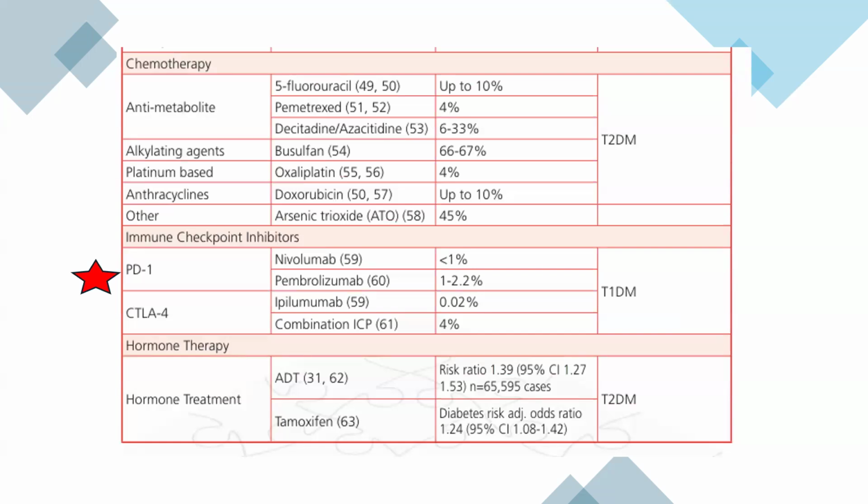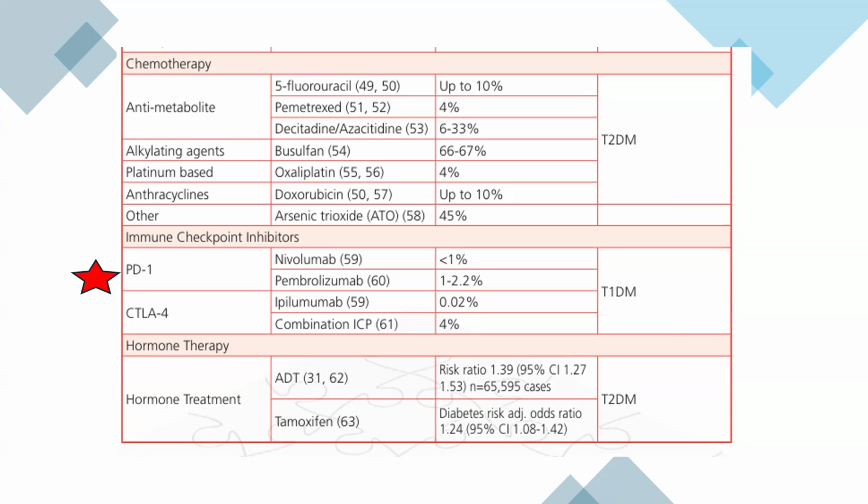For chemotherapy, antimetabolites, so 5-fluorouracil, pemetrexed, and decitabine all have a risk of developing type 2 diabetes. Alkylating agents, platinum-based agents, and anthracyclines all carry a risk of diabetes, especially busulfan, which has been asked in previous exams, carrying almost a 66 to 67% risk of developing diabetes or hyperglycemia.